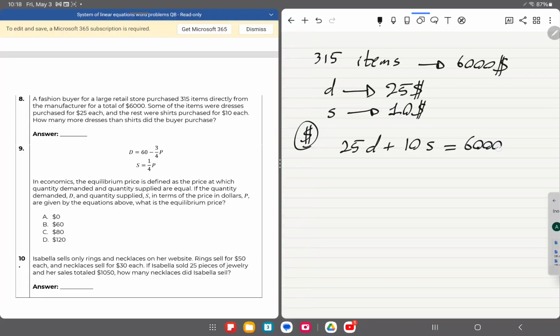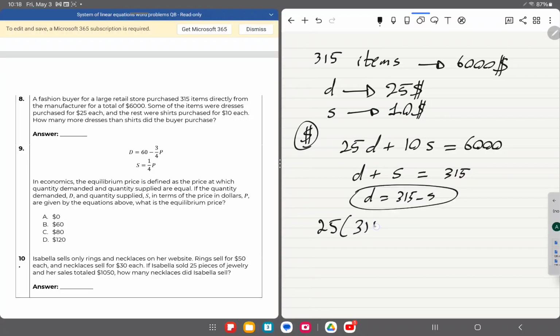I paid $6,000. So this is my dollar focus. I'm going to focus here on the dollars. So now I need to focus on the items. I don't know how many dresses I got, and I don't know how many shirts I got. This is going to be equal to 315. Now I'm going to have to solve this one. 315 minus s is what I'm going to substitute above. 25 times (315 minus s) plus 10s is equal to 6,000.